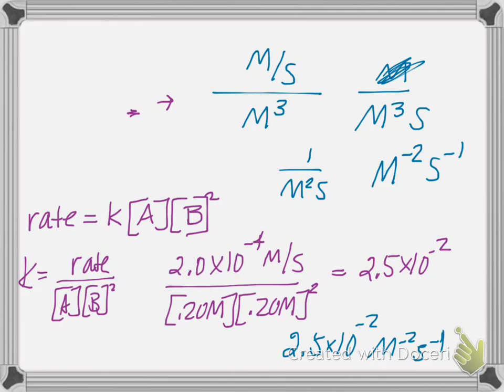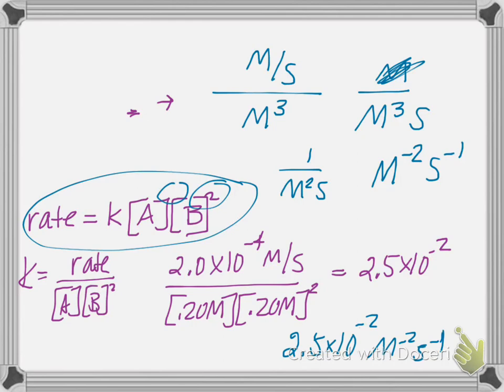But I also give you a little tip. Whatever your overall order is, the exponent on your molarity is going to be 1 less. So we had third overall order, so we're going to have M squared because the 1 molarity is going to cancel out with the other ones. Add the exponents. Right here, I add the exponents. So 1 plus 2 is 3. So it's third order overall.